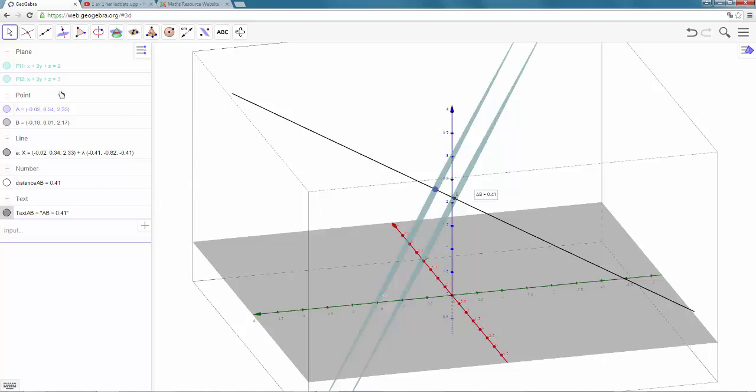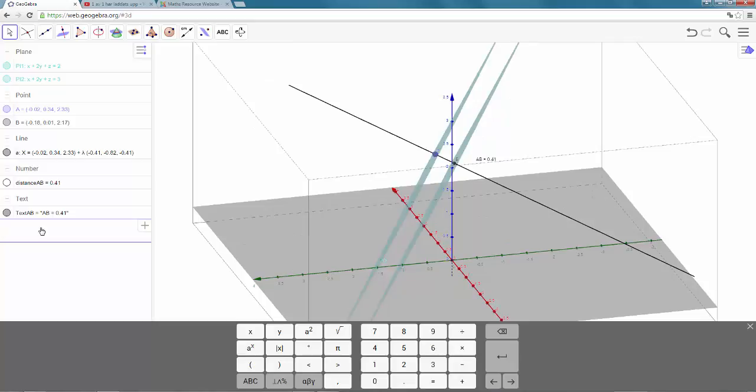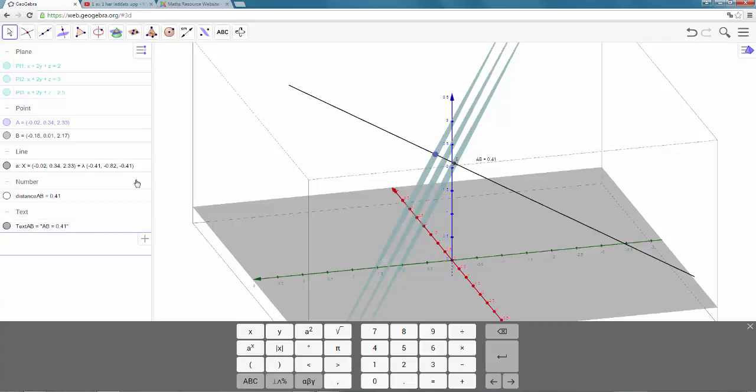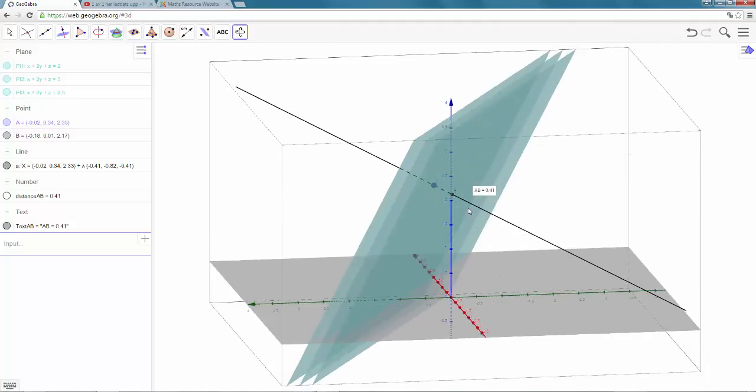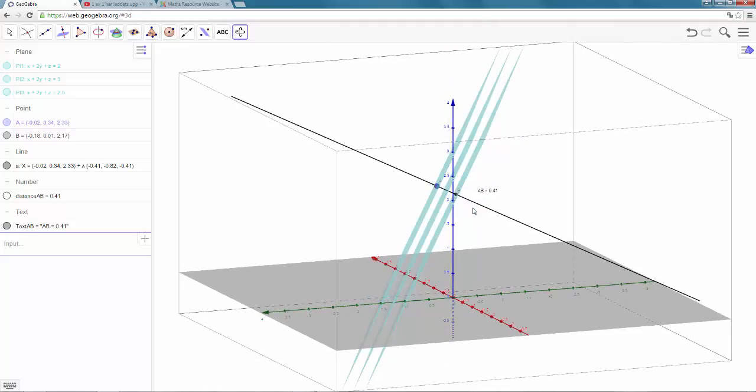So now the third plane would be pi 3: x plus 2y plus z is equal to 5 divided by 2. And then we can of course look at the equations of the 3 planes, and we can see that between 2 and 3 we have 5 over 2, or 2.5.